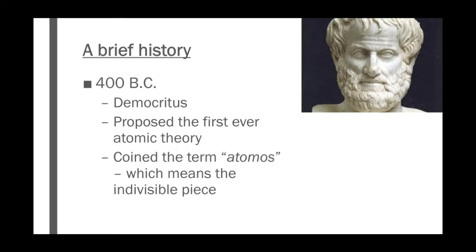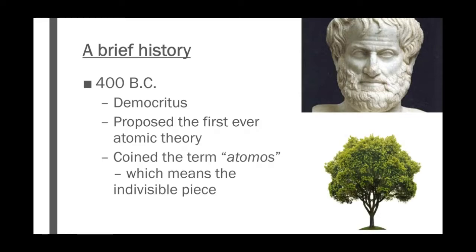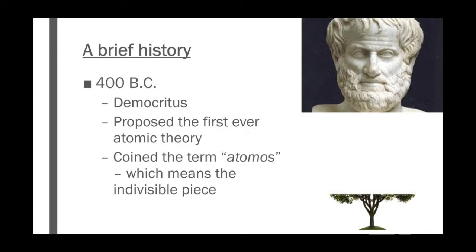How did he come up with this? Basically, according to him, if you were to take an object such as a tree and cut it in half, then cut it in half again, and again, and again, eventually you'll reach the smallest possible piece that is no longer divisible, and that itself is atomos. So he was the first one to conceive the idea of a very small particle that makes up everything we see around us.